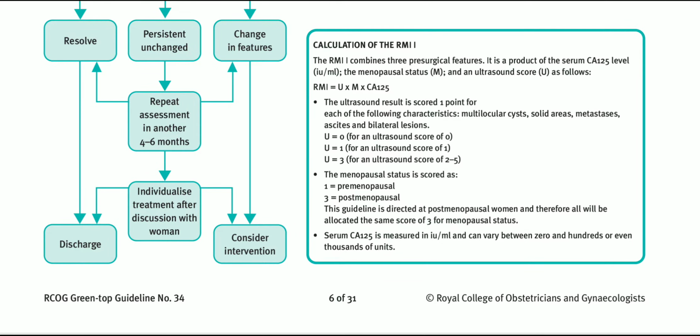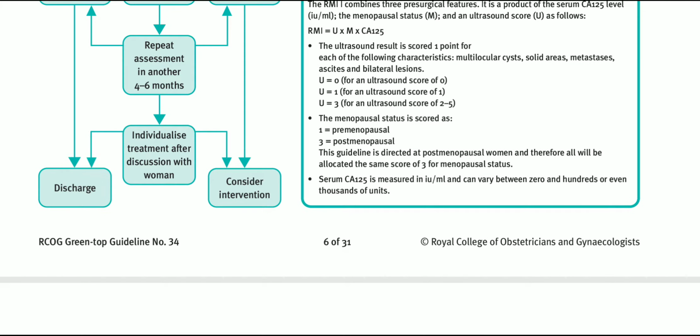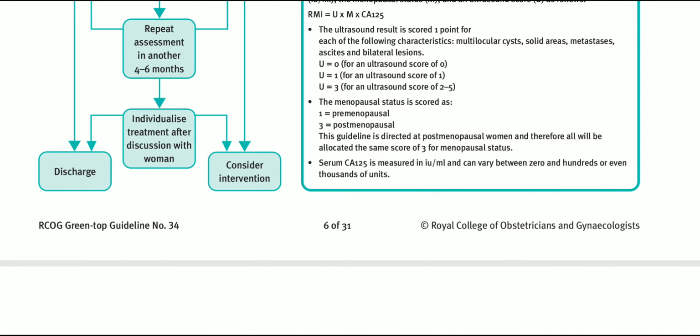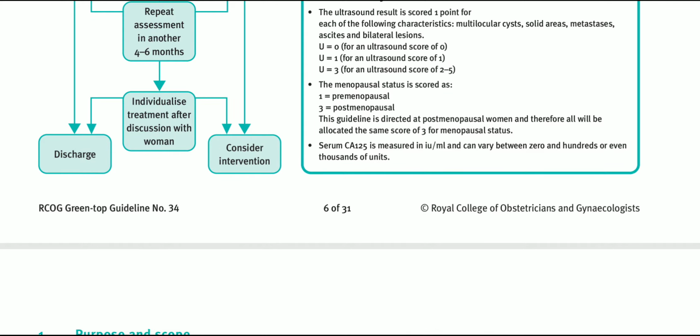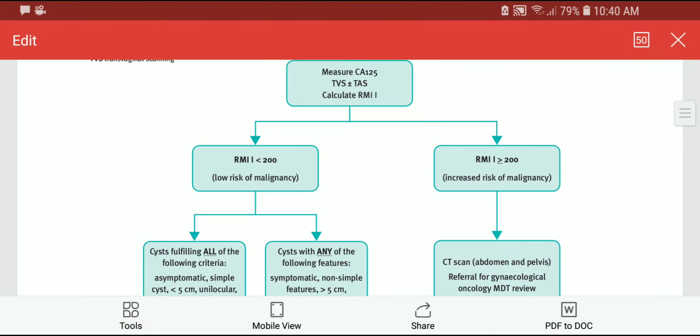If there is one feature, then score 1. But if we have 2 or more features, then score 3 should be given. Menopausal status: if she is pre-menopausal, then score 1. If she is post-menopausal, then score 3. CA125 is measured in international units per ml. Okay, so this was the nutshell of the whole guideline.